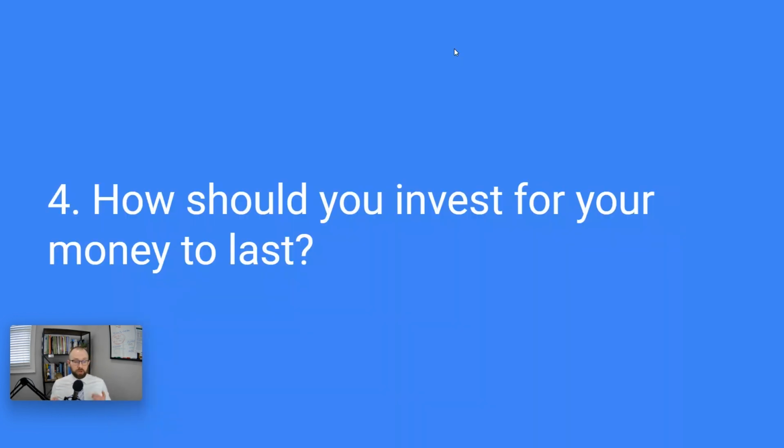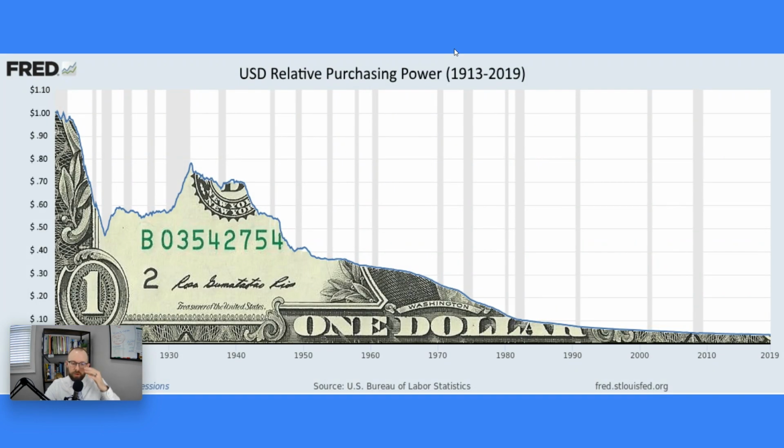Now, the last question we're going to talk about is how should you invest your money to last? How should you invest your money to build up to retirement, and then how should you invest your money throughout retirement? Again, we're not going to get very much in the weeds here. We are really going to take a 30,000 foot view from an investment standpoint.